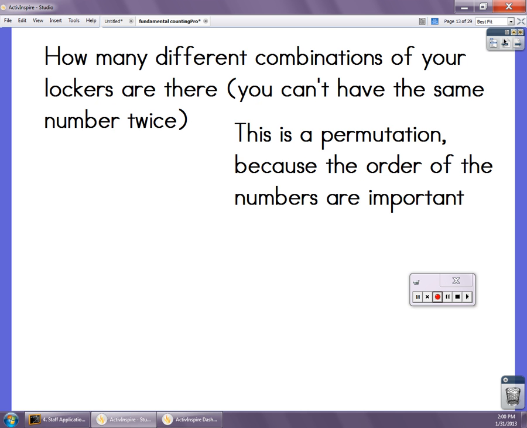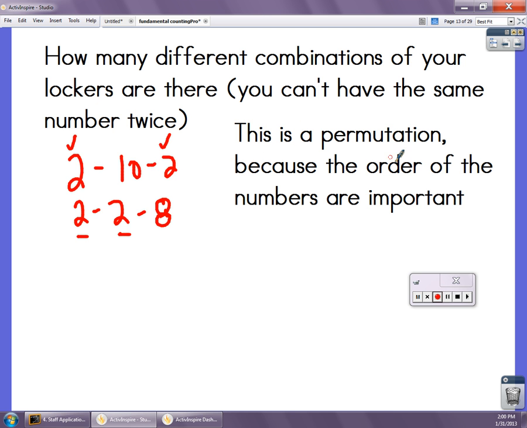All right? How many different locker combinations are there? And you can't have the same number twice. So you could have a combination of 2, 10, 2, but it couldn't be 2, 2, 2 or 2, 2, 8, because then you have the same number twice. But you could have the same number, it just can't be right next to each other.